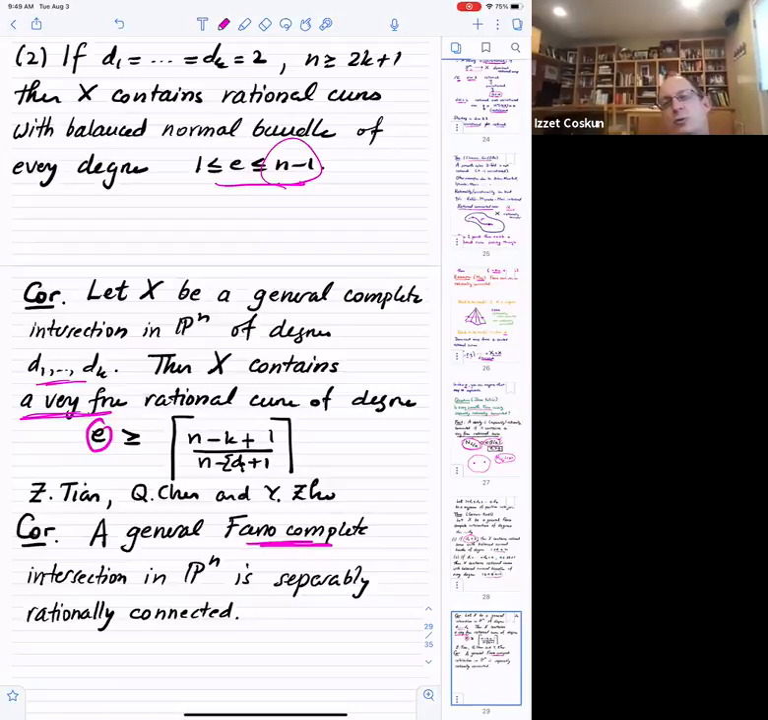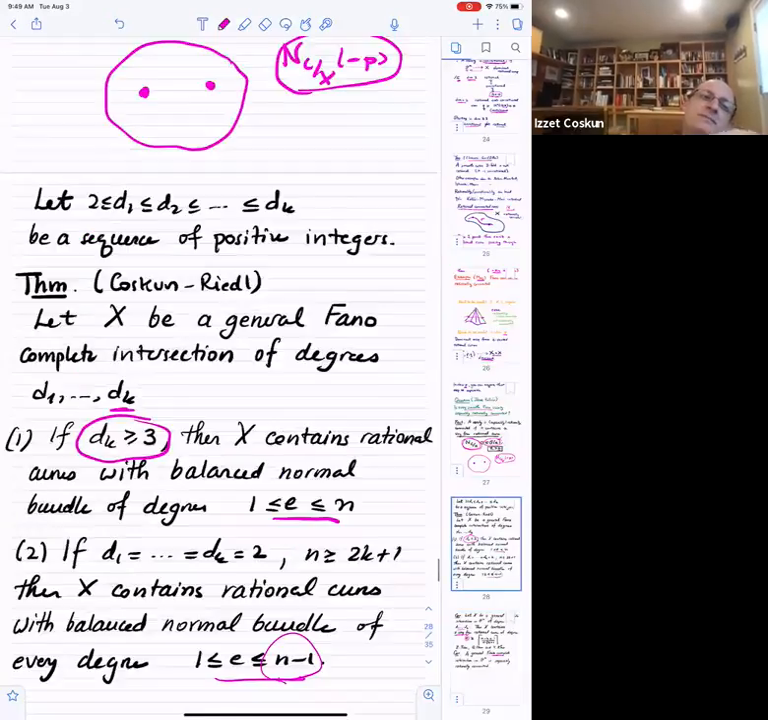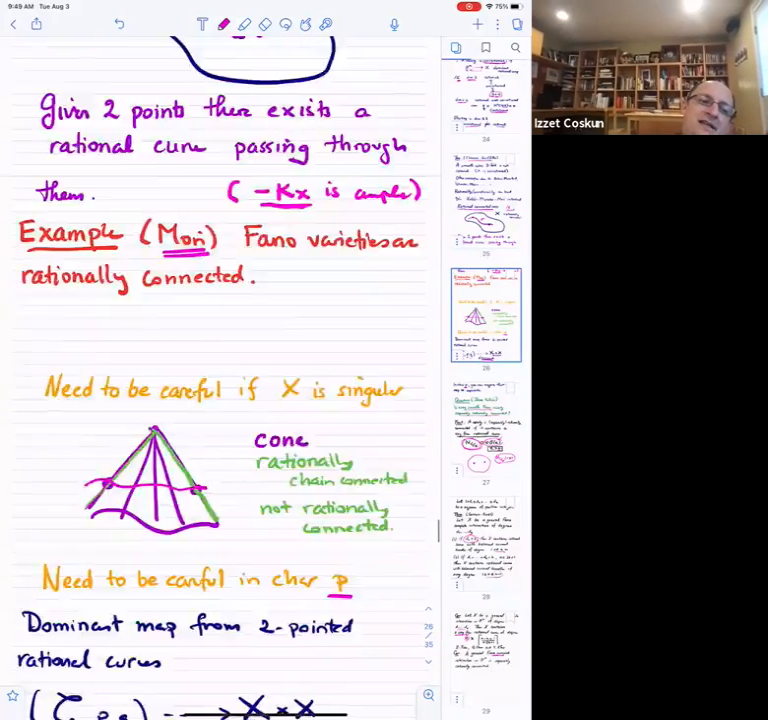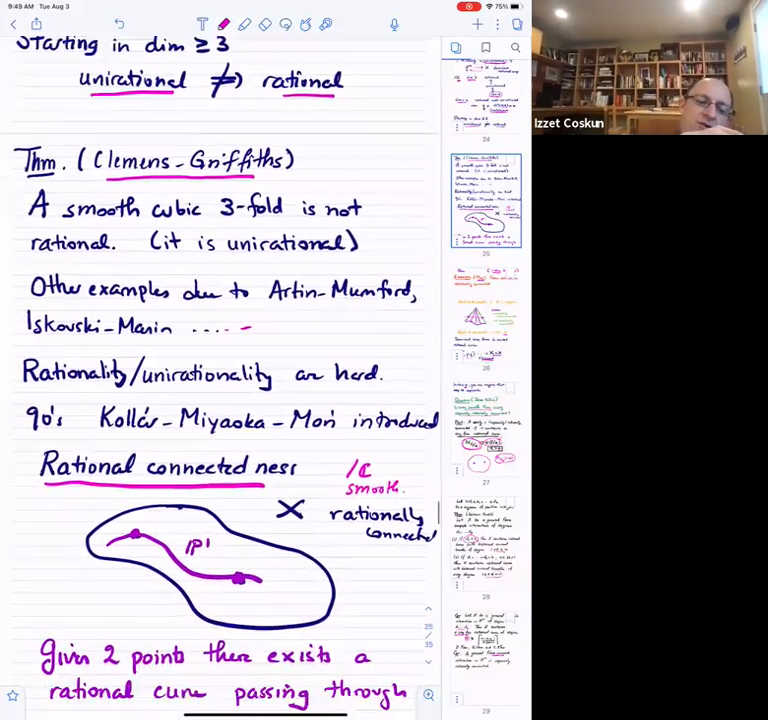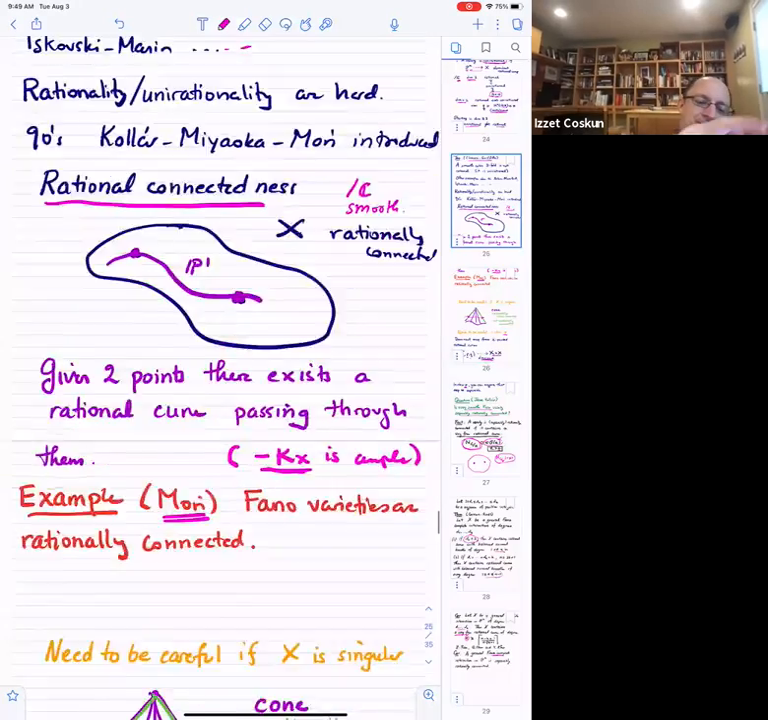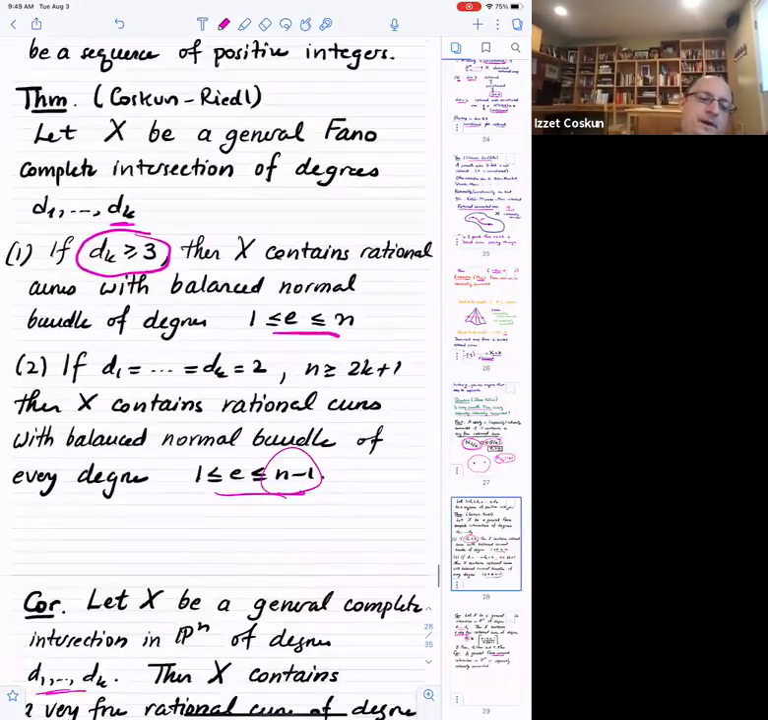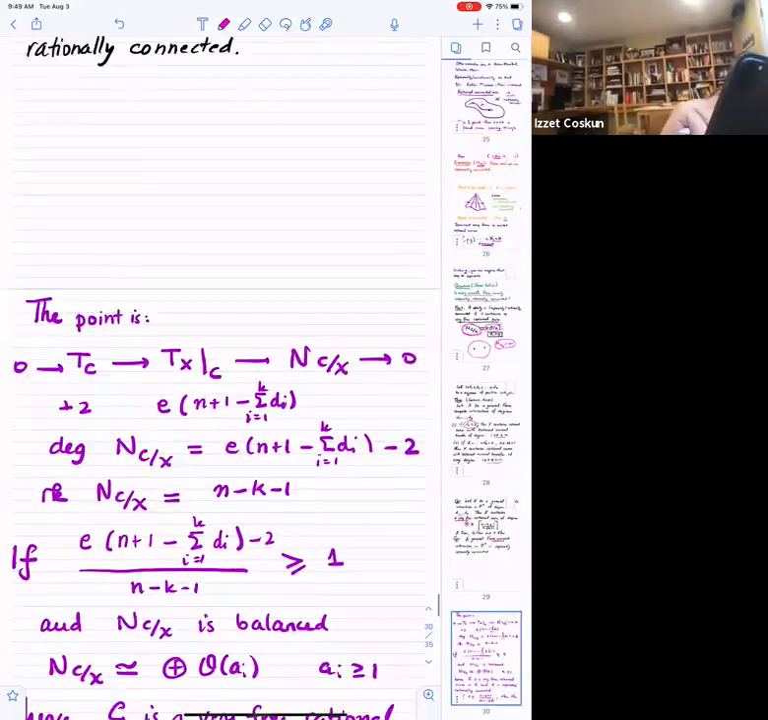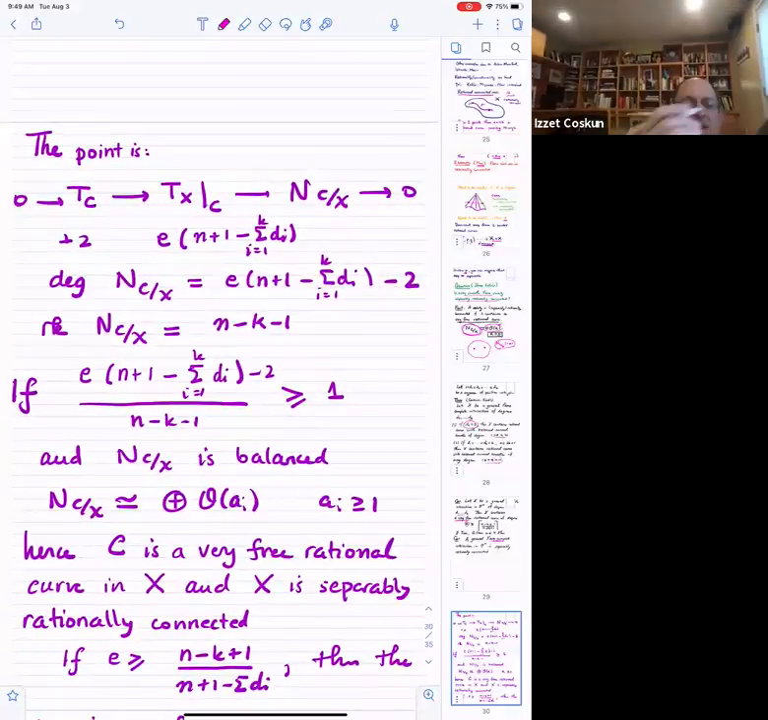At least the general one is separably rationally connected. Okay, so this is sort of a positive answer to the question of János in this case. Okay. All right. So now what's the point? Let's do the point. So the point is like this.